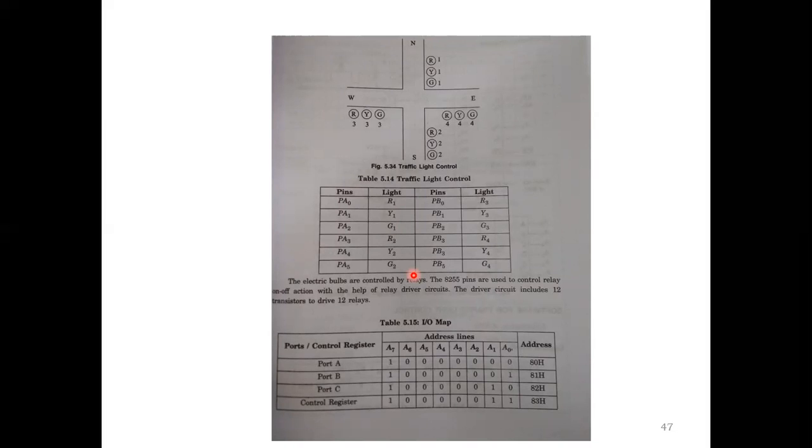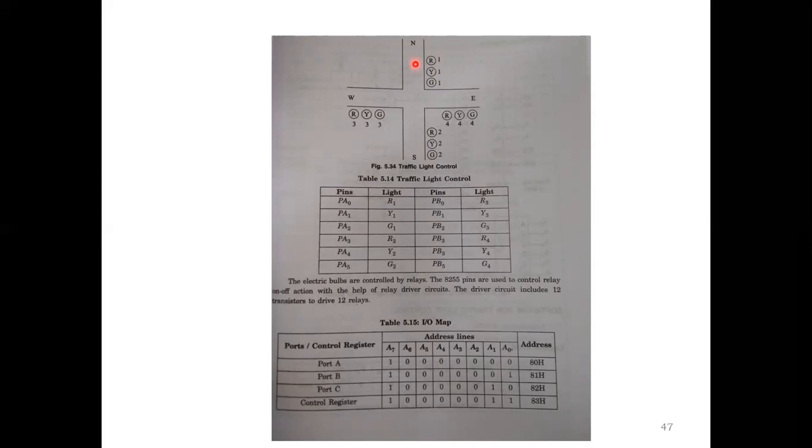Okay, so let's consider this traffic light road with the conditions. Here we are using R1 Y1 G1, R2 Y2 G2 and so on. We have four sets of RYG, that is red, yellow, green. Each bulb is connected with a particular port. If I give 1 to the particular port, the particular light will be enabled. If I give 0, the light will not glow.